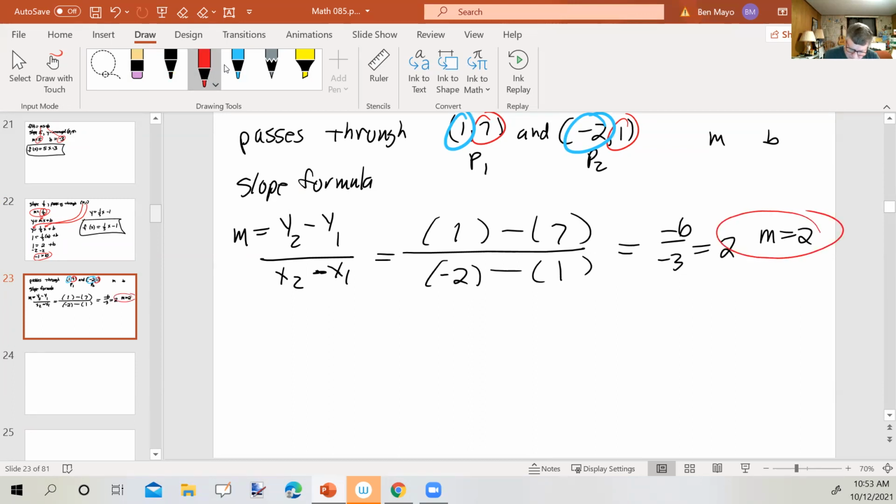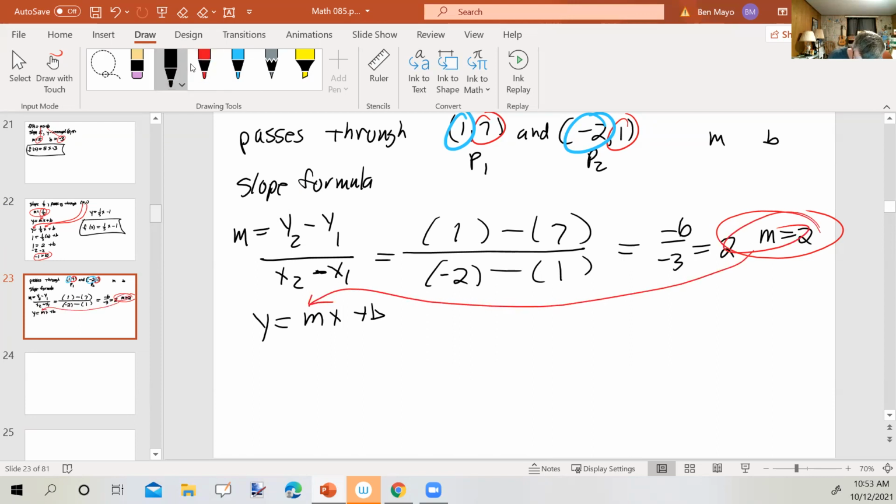Okay. So starting with y equals mx plus b, the slope goes in there. So y equals 2x plus b. Well, now I can take either one of the original points, point 1 or point 2, plug it in for x and y to solve for b. I don't want to pick an x from one of the points and a y from the other point. So you've got to stick with the same point. Let's go ahead and use point 1.